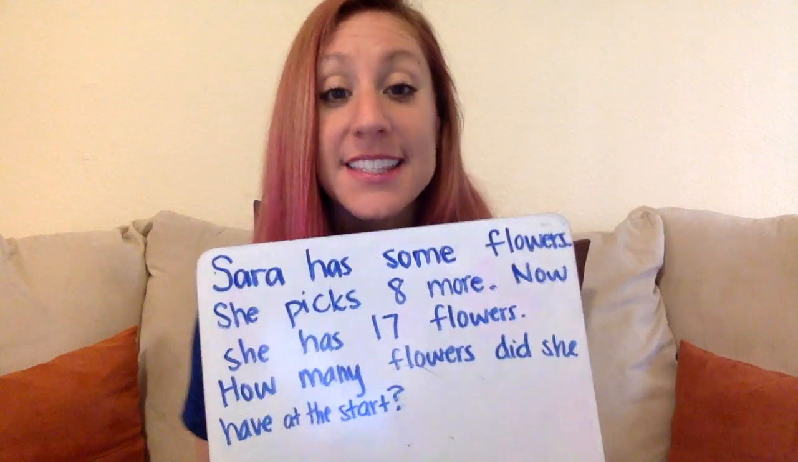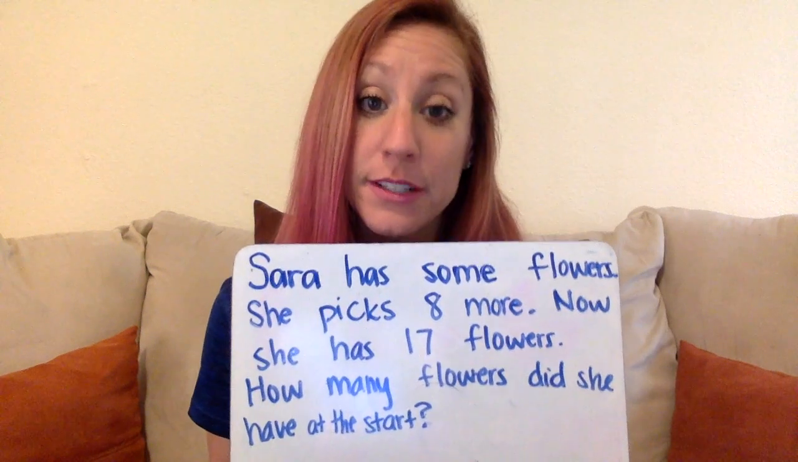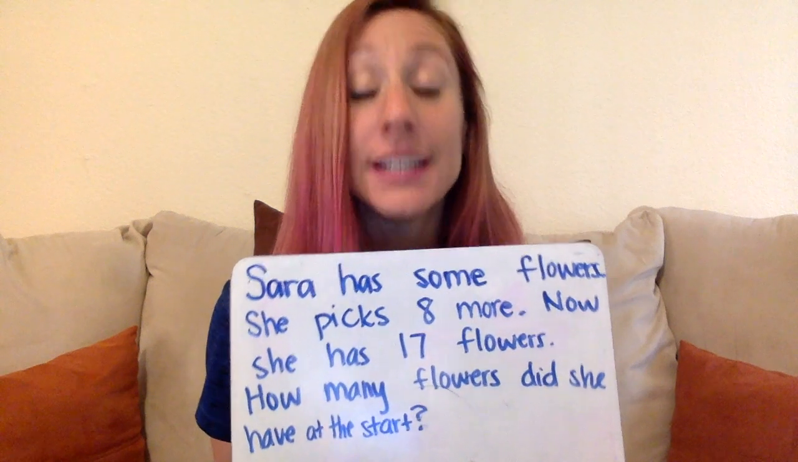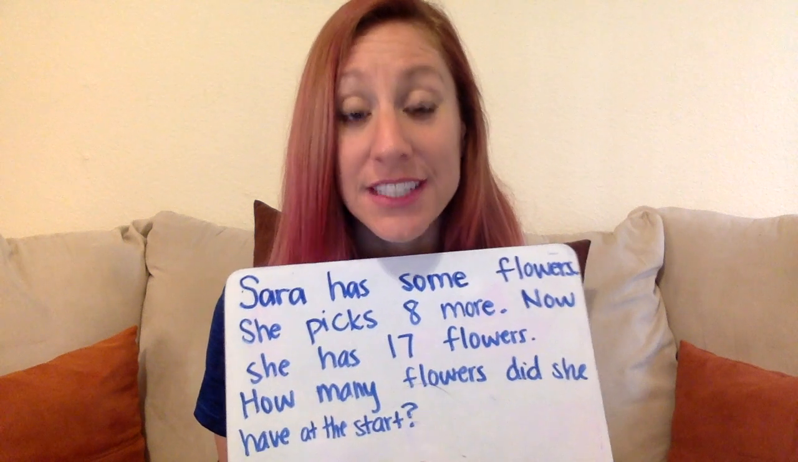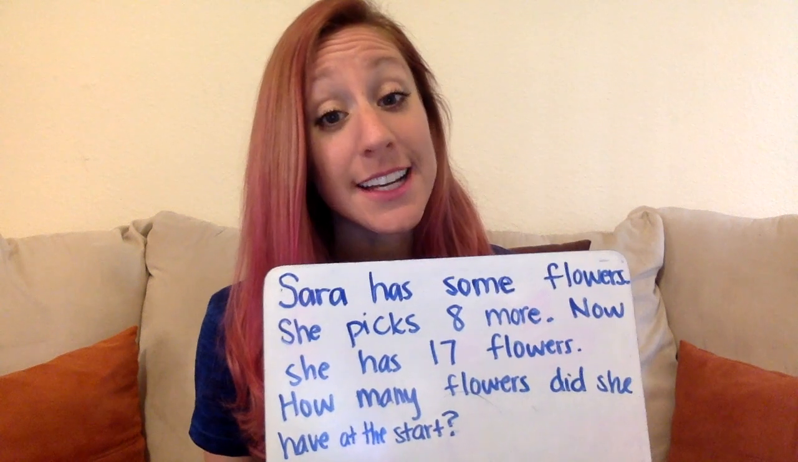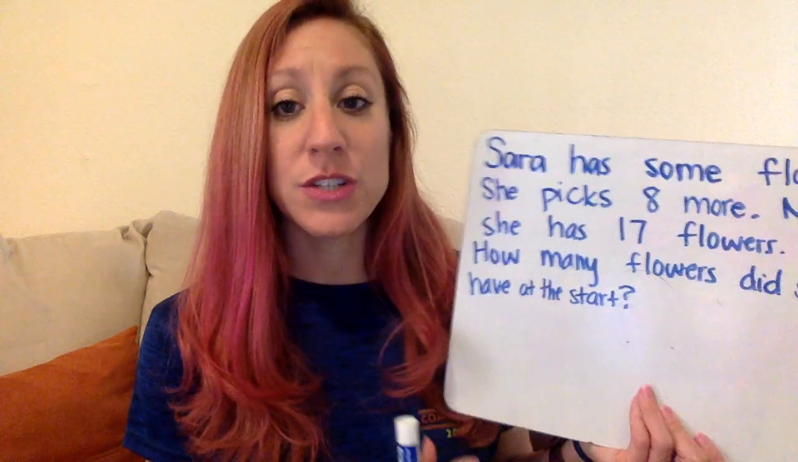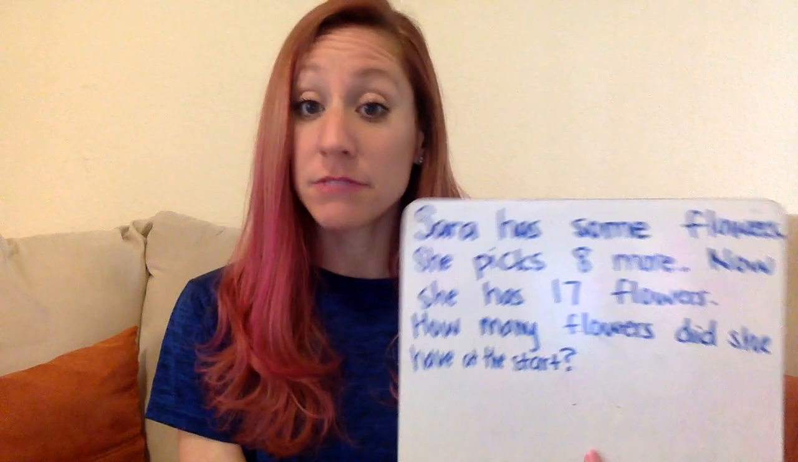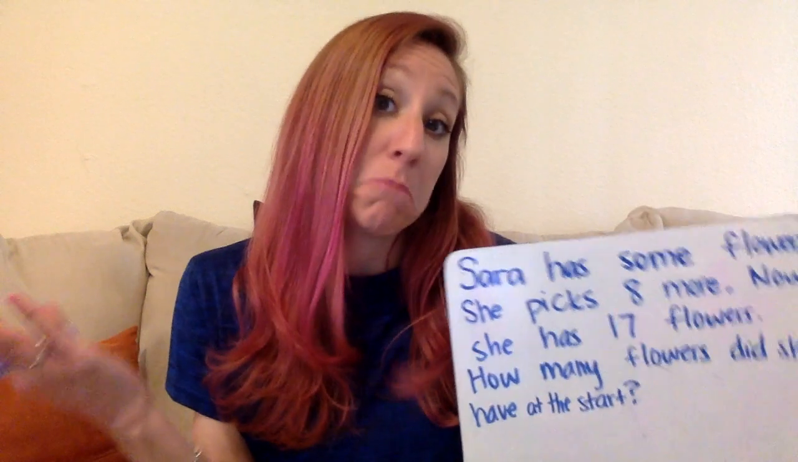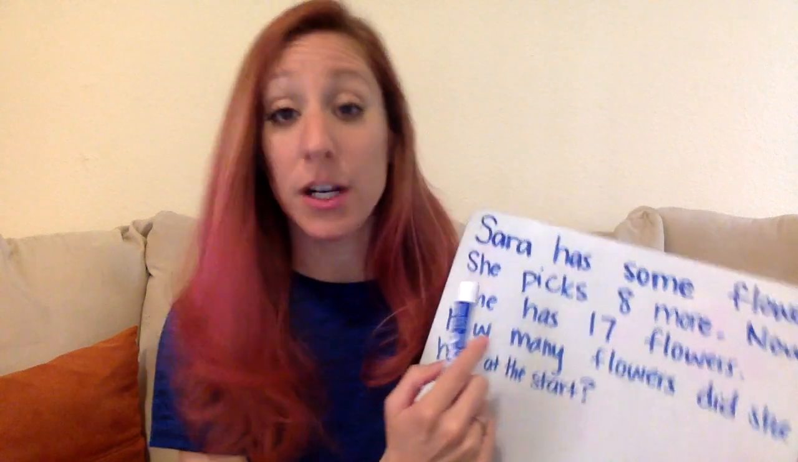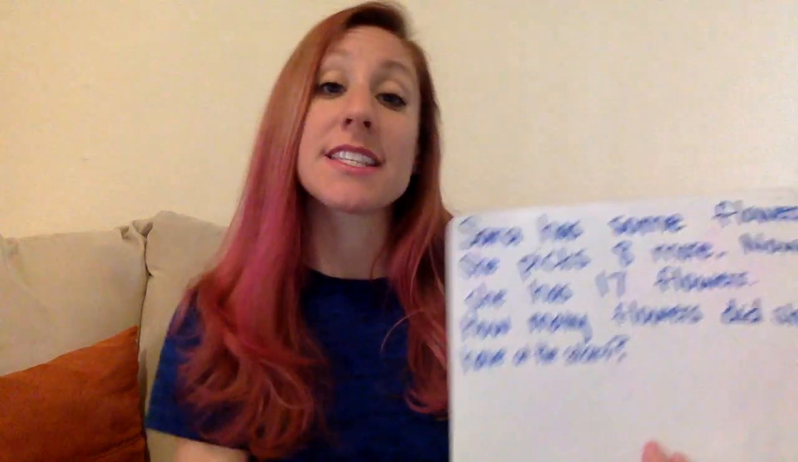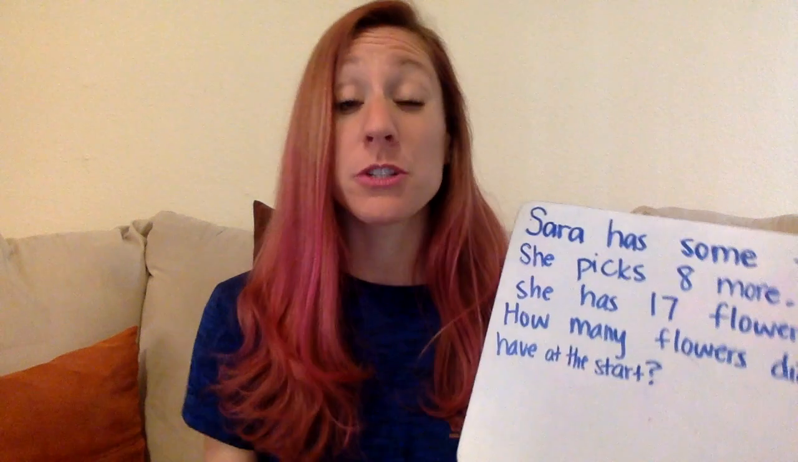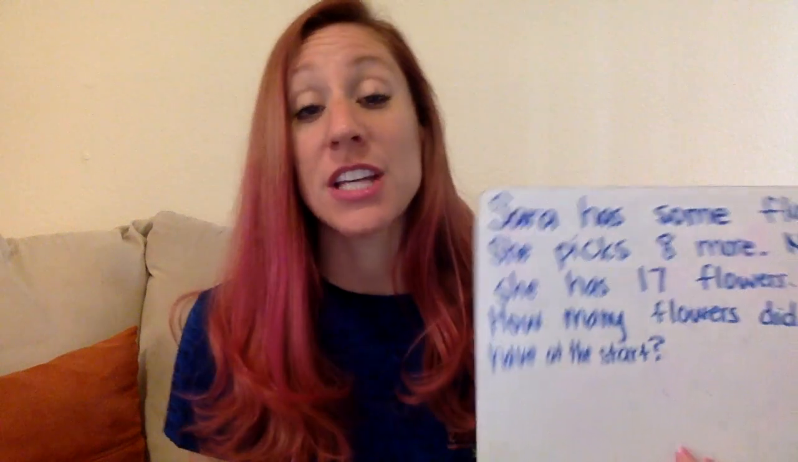So let's do the word problem. Today I have: Sarah has some flowers. She picks 8 more. Now she has 17 flowers. How many flowers did she have at the start? This word problem is a little bit different. We don't know where we're starting, right? Sarah has some flowers, we don't know what that number is. We do know that she picks 8 more, and we know that she ends with 17 flowers. What we're trying to find out is, how many did she have to start with?